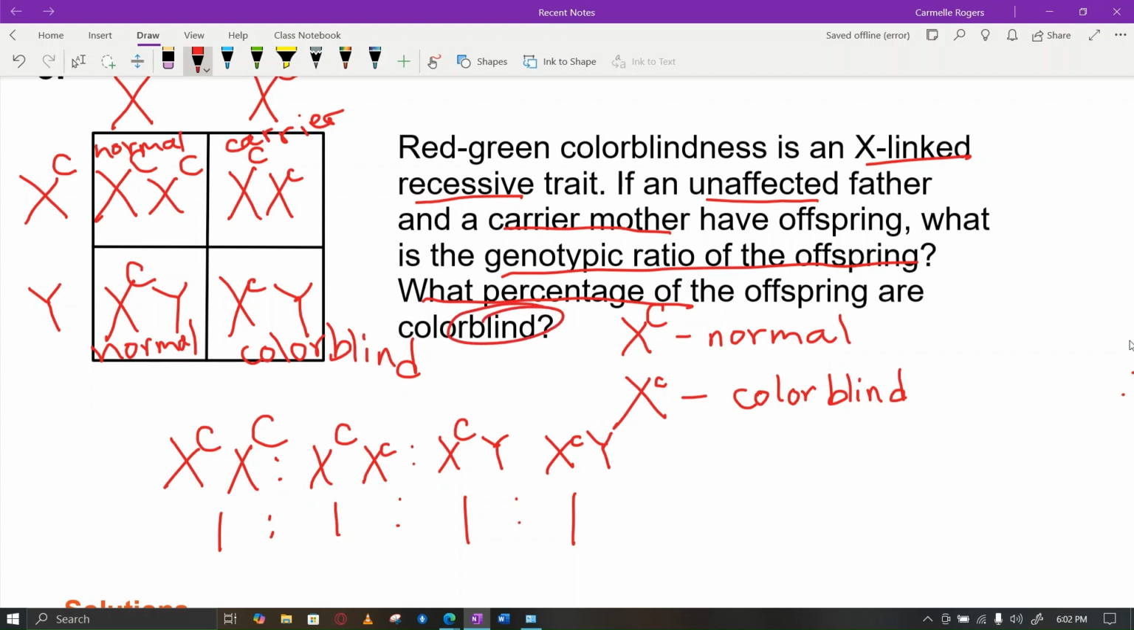The last question here, what percentage of the offspring are colorblind? And there's 1 out of 4. So 1 out of 4 is colorblind, and that would be 25%. If we're looking for the ratio, the way that we set that up, it would be 3 are normal, and this would be phenotypic ratio, and then 1 colorblind.